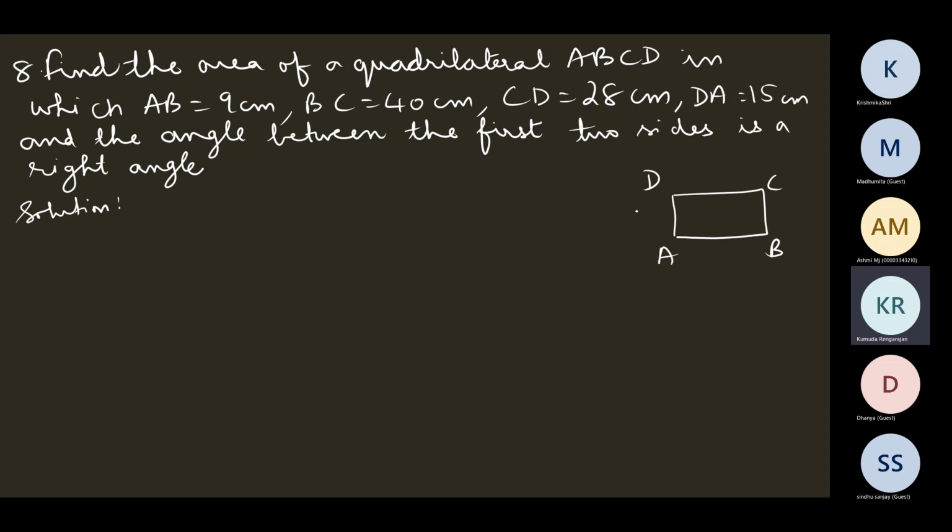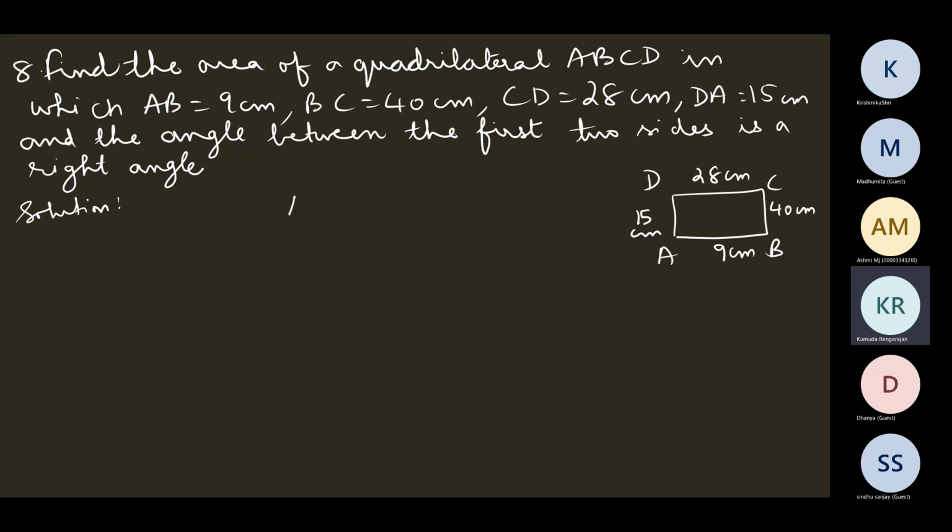Okay, what is given? Find the area of a quadrilateral ABCD in which AB is equal to 9 centimeters. BC is 40 centimeters. CD is 28. And DA is 15 centimeters. And the angle between the first 2 sides is a right angle.